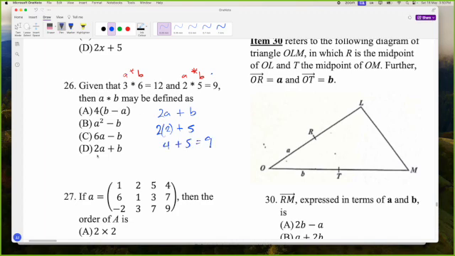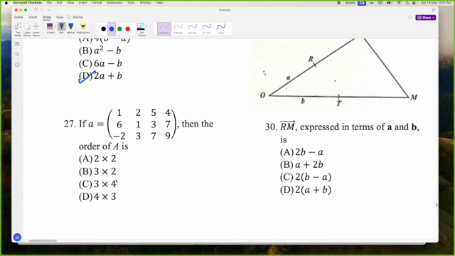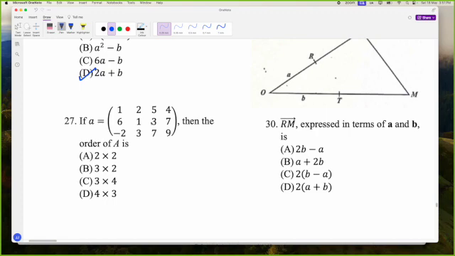So yes, the second one, D, it works. If you plug these two numbers in here, you will get 12. And if you plug these two numbers into it, you will get 9. So it is D. Anybody who needs me to explain this one again? Just say so.